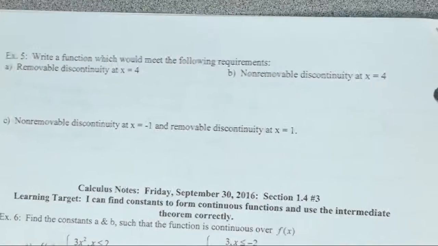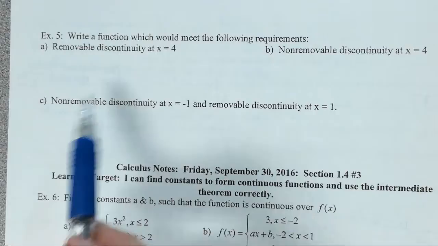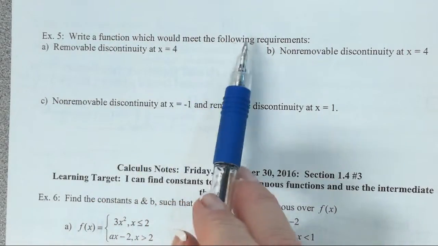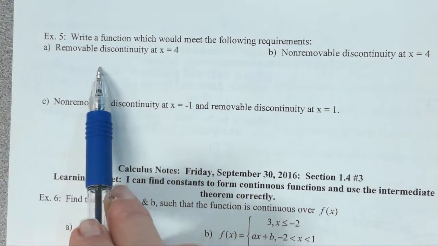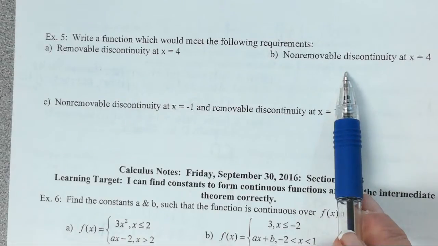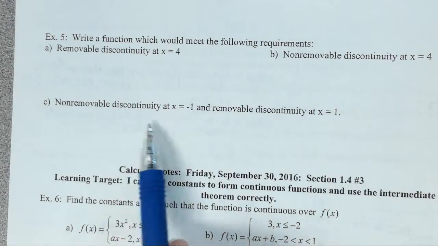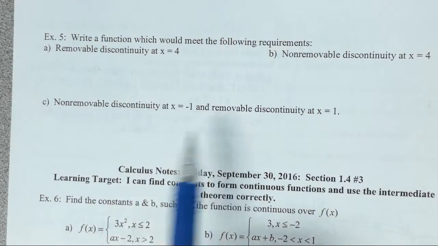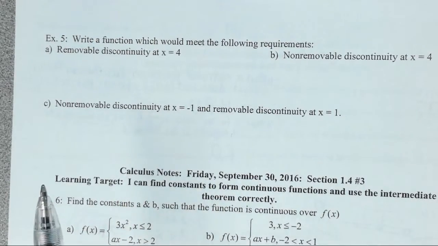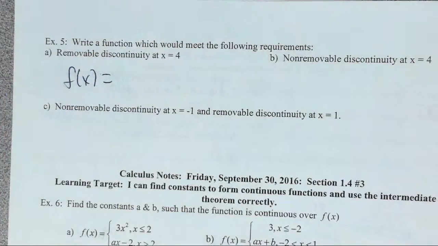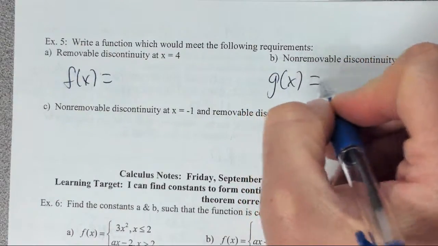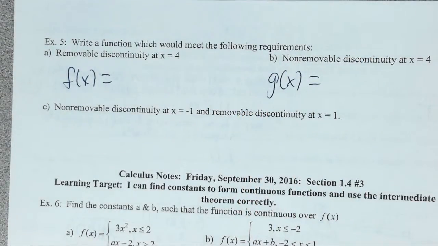The relationships there. Okay, and the last thing I want you to do is just within your group. I want you to do these three things, to write a function which would meet the following requirements. Removable discontinuity at x equals 4, that's the first problem. Then you want a non-removable discontinuity at x equals 4. And finally, both of these two things. So go ahead and write those down as you think they would work. Functions mean f of x equals what? g of x maybe equals what? And then I'll pull one or two to share. Good job, guys.